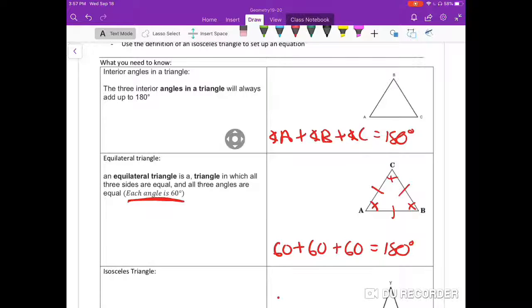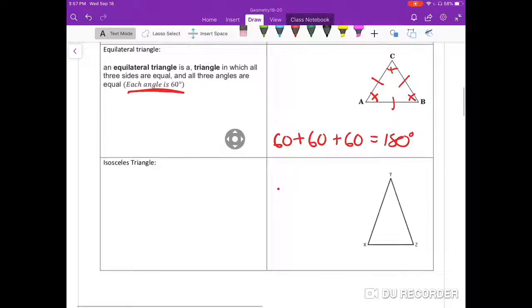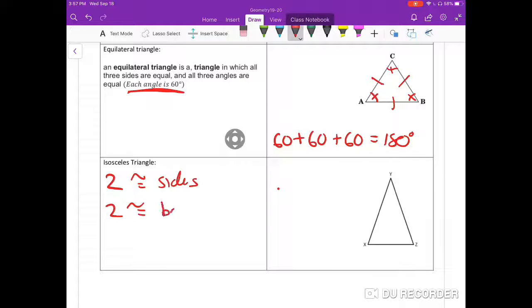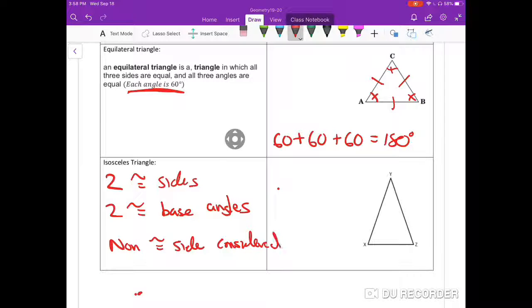All right, next is isosceles triangle. So this one's really important. This one comes up a lot and it's going to show up in some proofs later on. In an isosceles triangle, we have two congruent sides and then we have two congruent base angles. The important thing here is to know what the base is. The non-congruent side is considered the base.